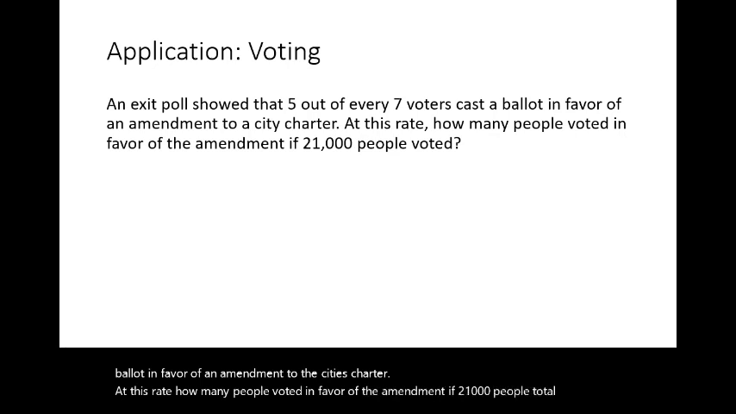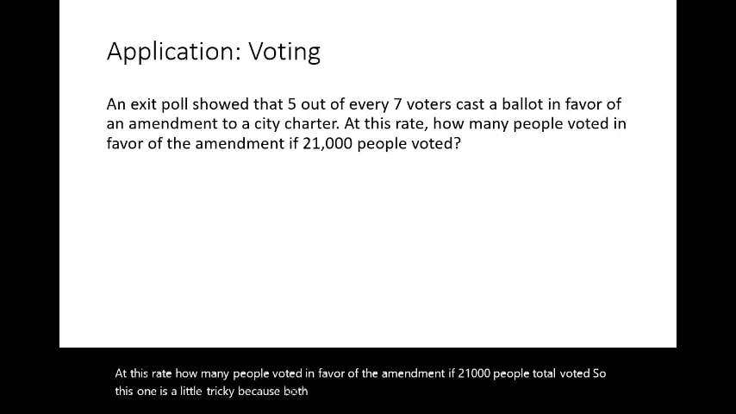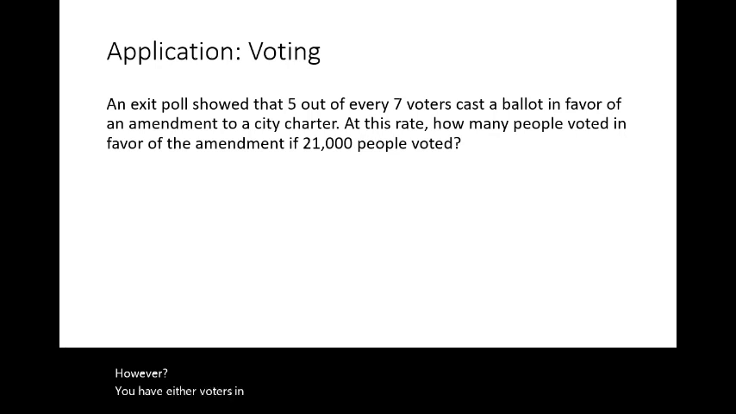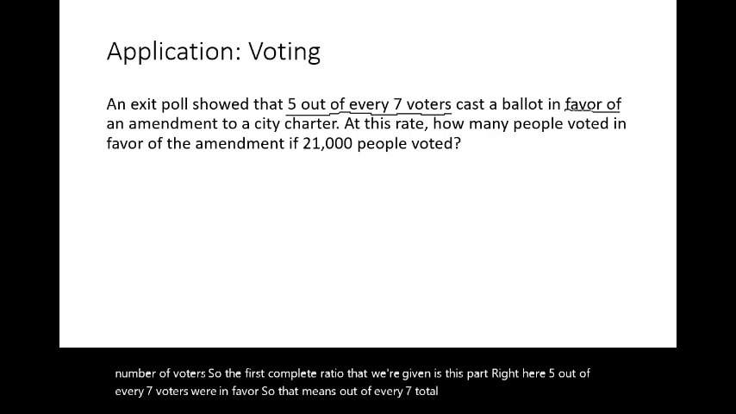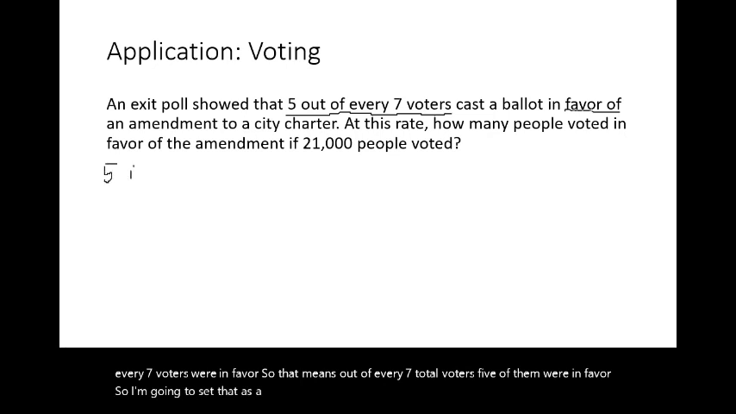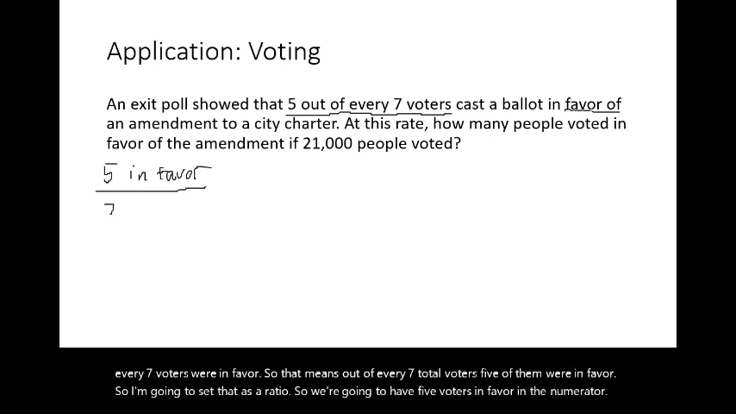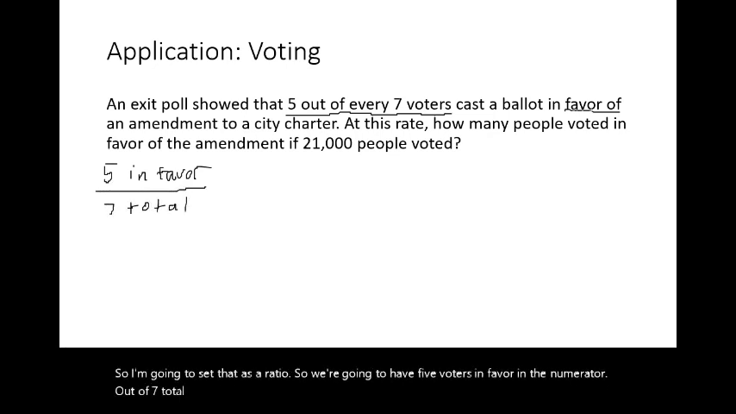So this one is a little tricky because both numerators and denominators involve voters. However, you have voters in favor of the amendment, and you have the total number of voters. So the first complete ratio that we are given is this part right here. 5 out of every 7 voters were in favor. So that means out of every 7 total voters, 5 of them were in favor. So I'm going to set that as a ratio. We're going to have 5 voters in favor in the numerator out of 7 total voters in the denominator.